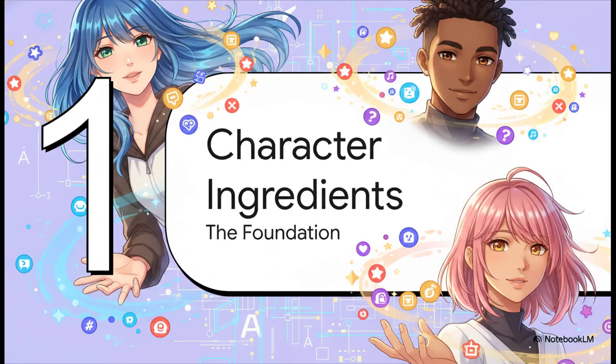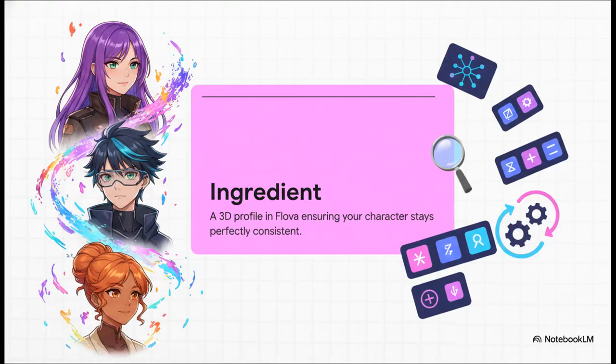Step 1. Character ingredients. You absolutely have to do this before writing any prompts or scenes. So, what is an ingredient? Well, it's a 3D profile you build right inside Flova's Elements panel. Setting this up is the crucial foundation. This right here is exactly what separates that plasticky, random AI slop from a coherent, professional-looking show.